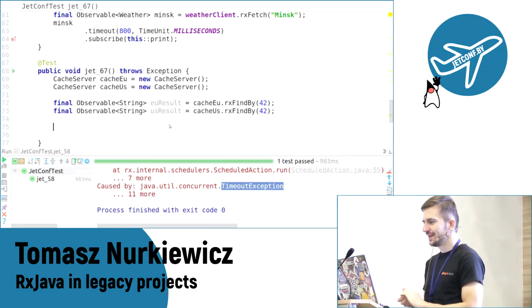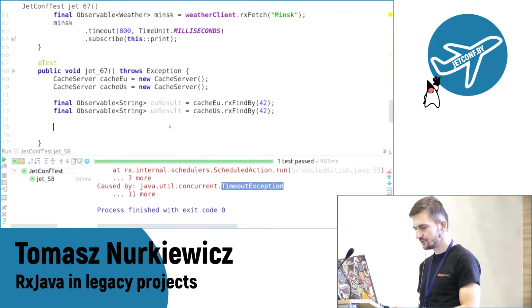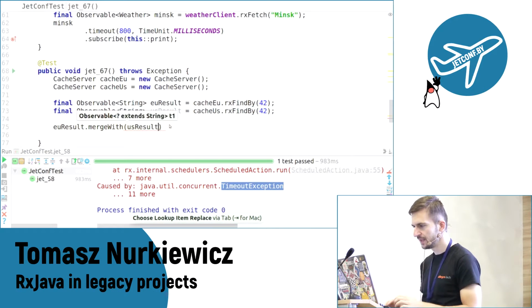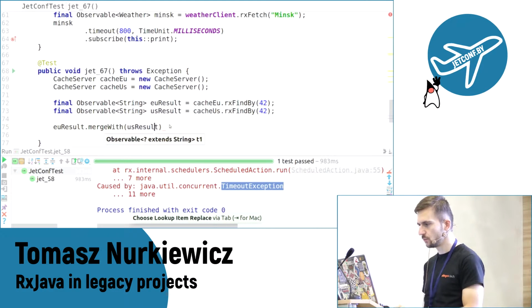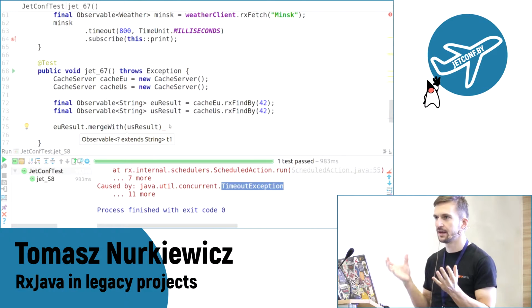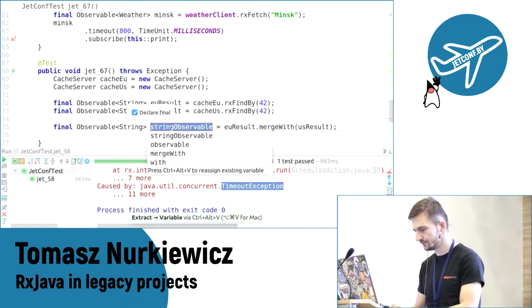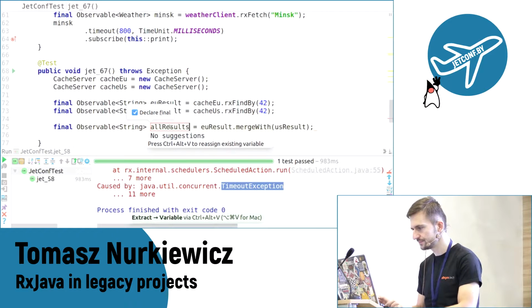Fair enough. So here we have two results, and what happens right now is I can do EU result merge with US result. And the reason this method is called so weirdly is that what I'm actually doing is I have two observables, and we're going to see in a second what the type of it is. So this is, let's call it all results.